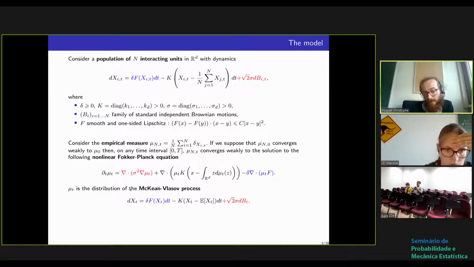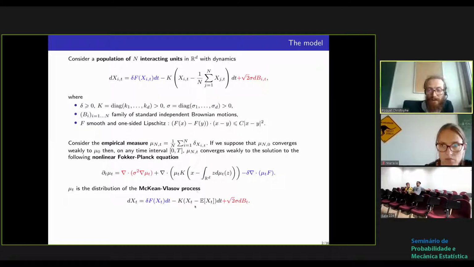So mu_t is the distribution of X_t, which has three terms in its dynamics: a Brownian motion here, a term given by the function f here, which gives the transport term, and some interaction term, but this time you have the interaction between X_t and the expectation of X_t. So it's not a diffusion, because the distribution of X_t appears in the dynamics of X_t. So it's not a Markov process; it's called a McKean-Vlasov process.